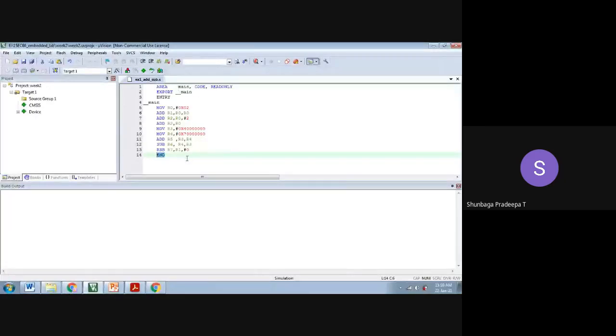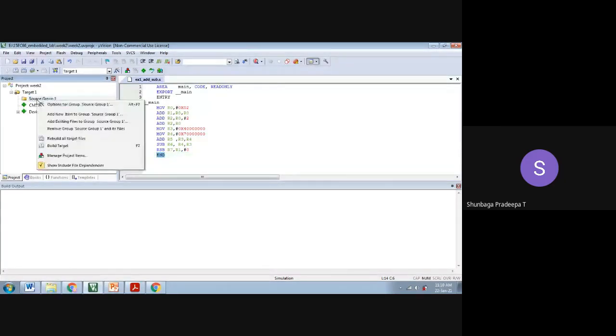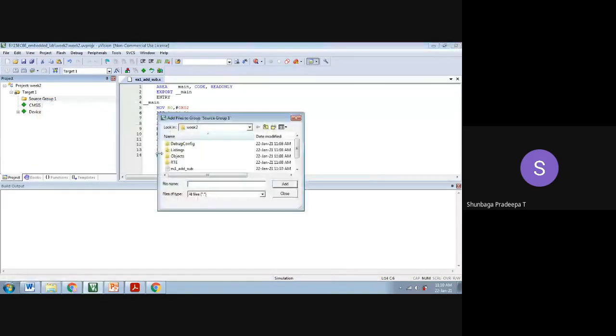And what should we do next? We have to add this code into the project. Right click and add existing files to Source Group 1. It will go to the directory where the folder is created. Under the same directory, you have to add the assembly file. The file name is example1 adds up. So I will add it.